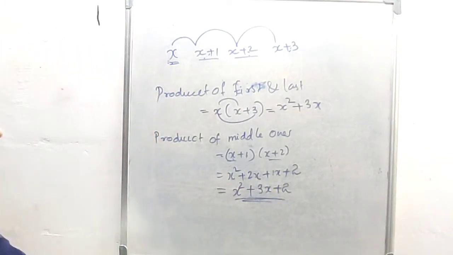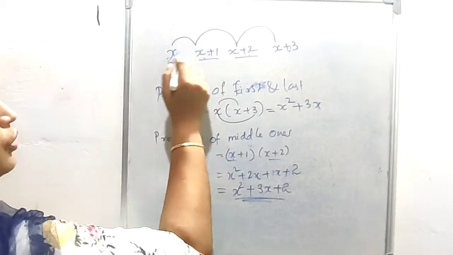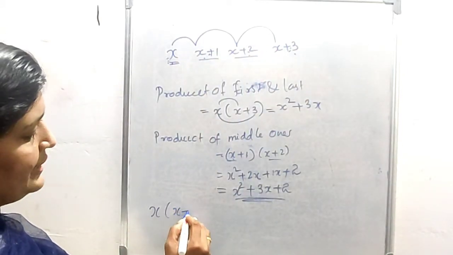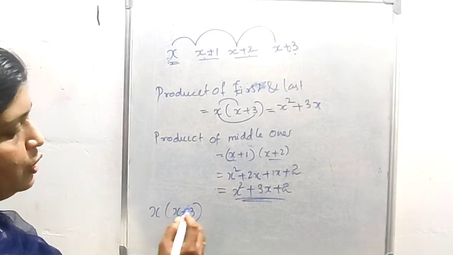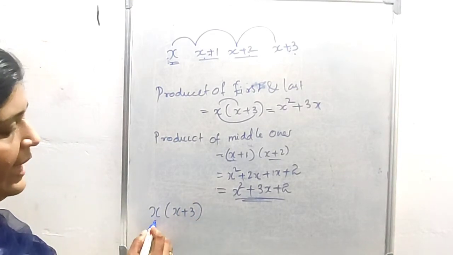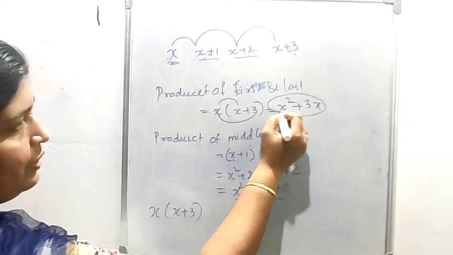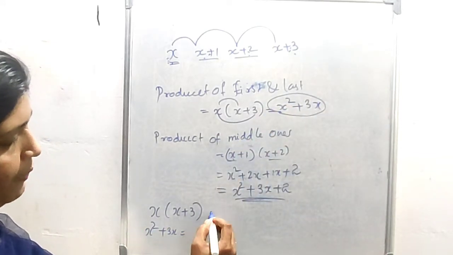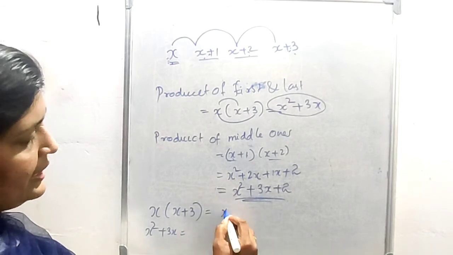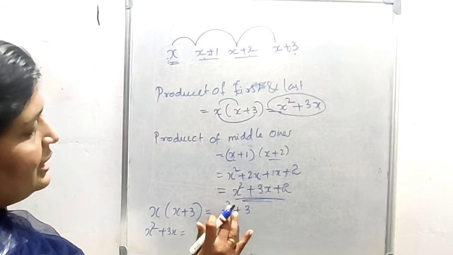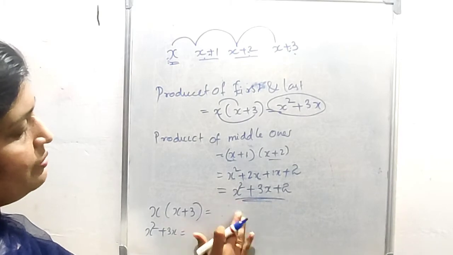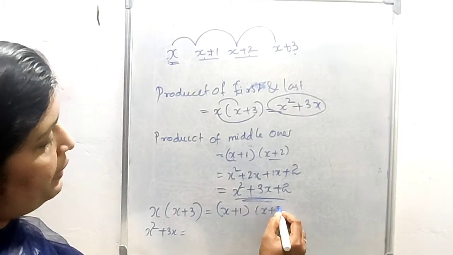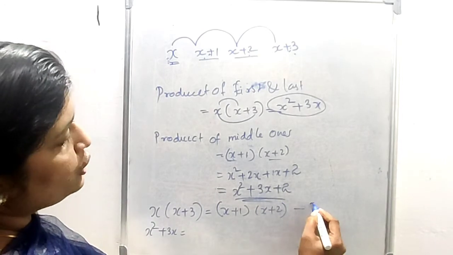Okay. So see, here we have 4 consecutive natural numbers. Then the product of the first and last, that is x into x plus 3. What we have? x into x plus 3 is equal to x square plus 3x. Right? x square plus 3x. This x square plus 3x is actually the product of the middle ones. Which is the product of the middle ones? x plus 1 into x plus 2 minus 2.